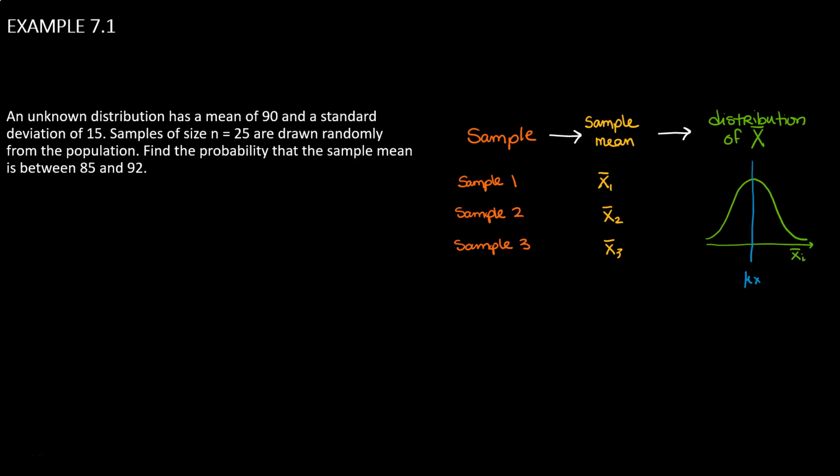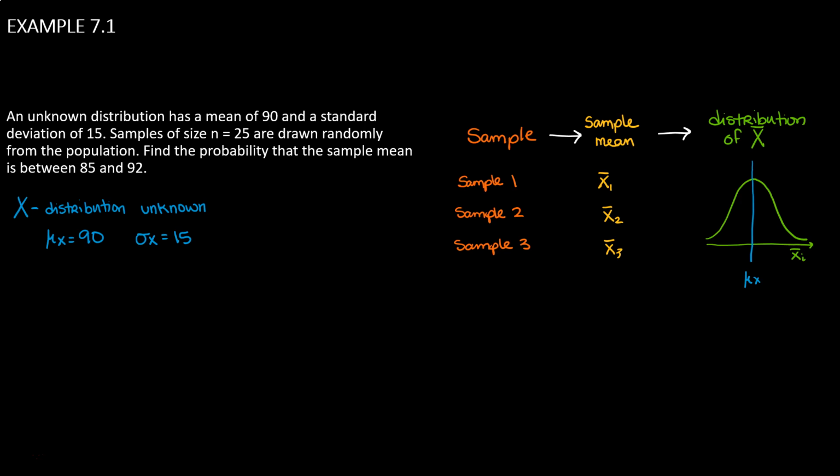An unknown distribution has a mean of 90 and a standard deviation of 15. Let's let capital X represent the random variable with this unknown distribution. Then we can say the mean of that capital X variable is 90, and the standard deviation of that capital X variable is 15. And from this data set, we don't know how many values are in the data set. We don't even know what the data represents. We definitely don't know what the distribution looks like.